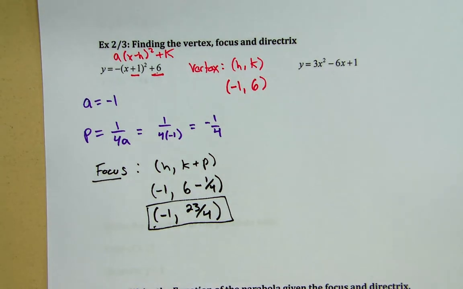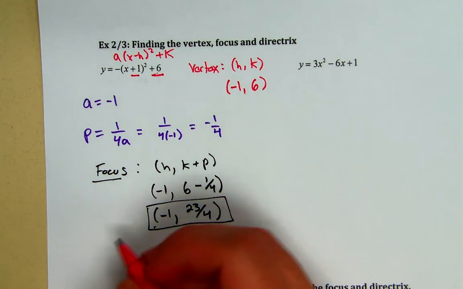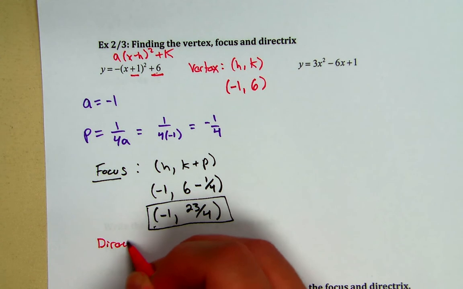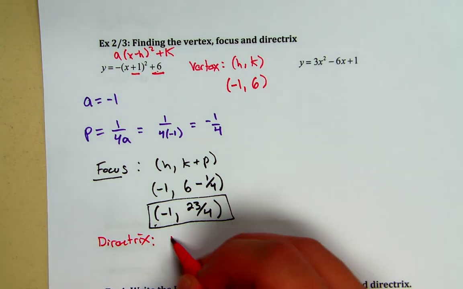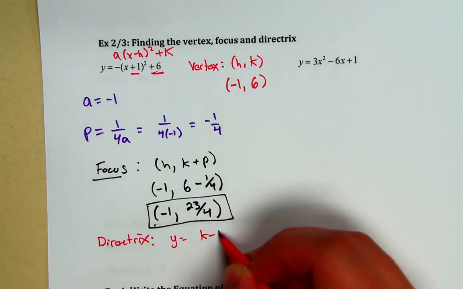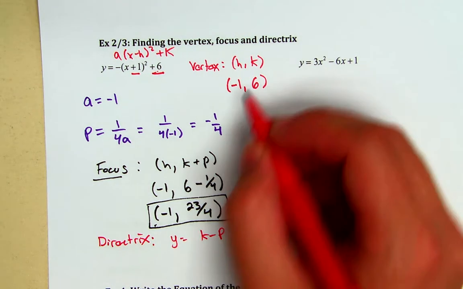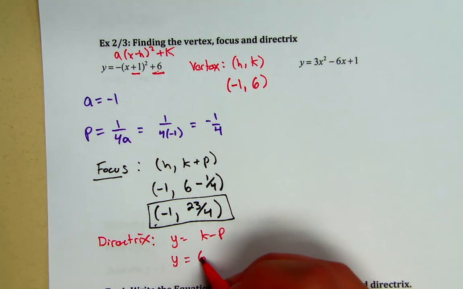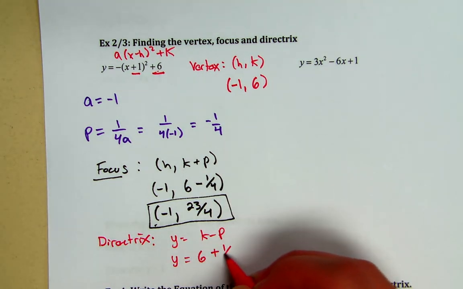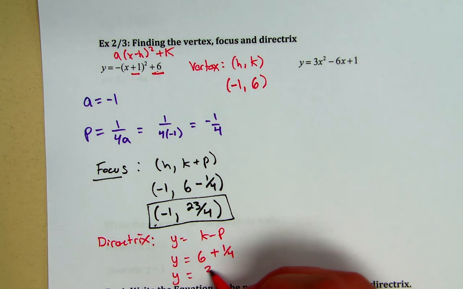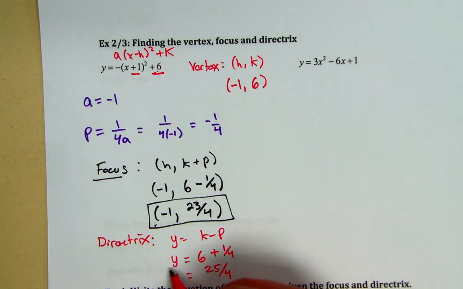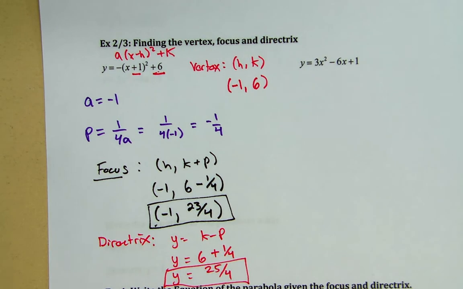And finally, I need to find the directrix. That's your y equals k minus p. So here k is 6, so y equals 6 plus 1/4 because I'm subtracting a negative 1/4. So now I've got 6 1/4, or y equals 25/4. And that's my directrix.